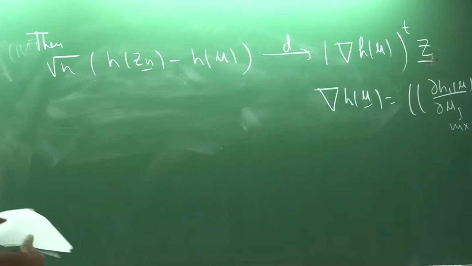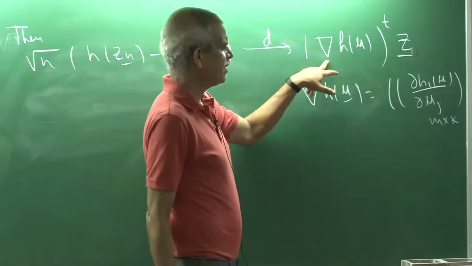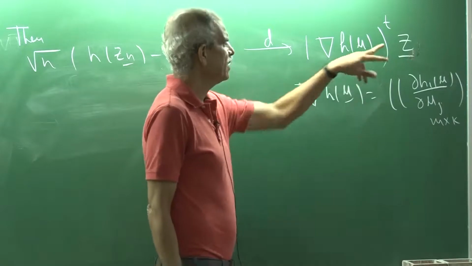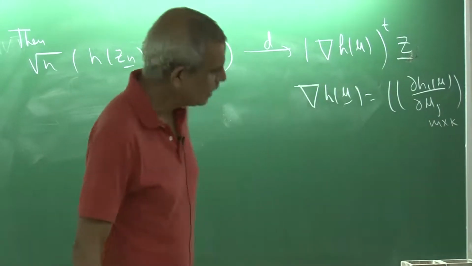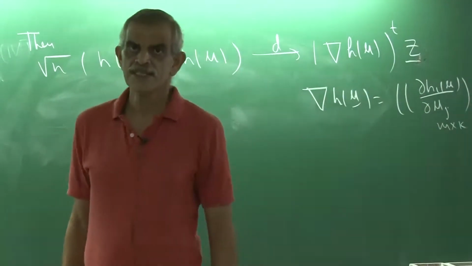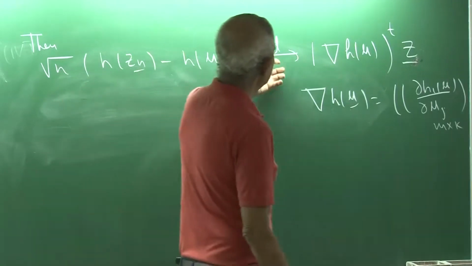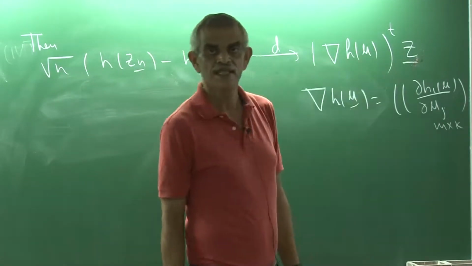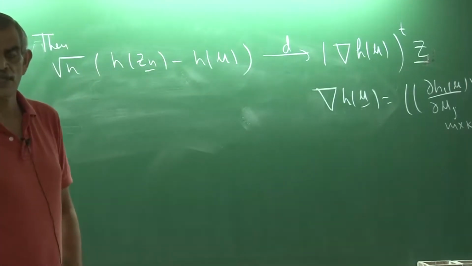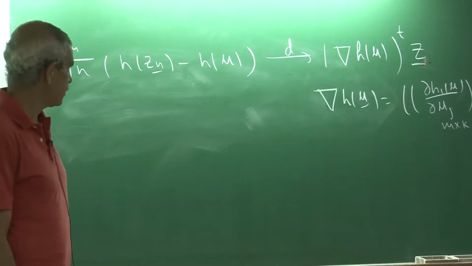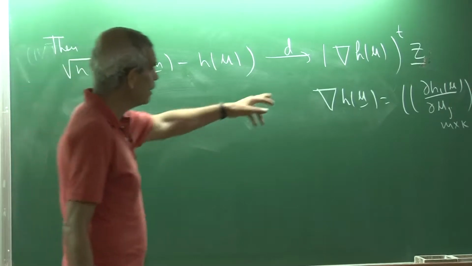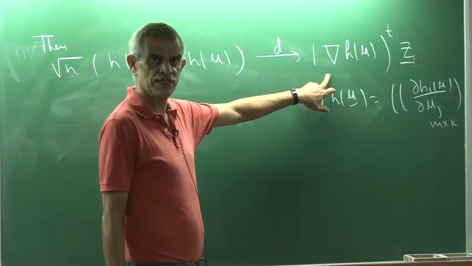You see, there is a possibility that sometimes this matrix may not be non-singular. It may be singular. So then I will be getting some linear combination of Z. So especially if in one dimension I am talking about, there is a possibility that the derivative of h with respect to mu is 0. If it is 0, then it only says that this goes in distribution to 0 times Z, which is 0. So it only says that root n (h of Zn minus h of mu) goes in distribution to 0, which is equivalent to saying that it goes in probability to 0. So I'm not getting a non-degenerate distribution as a limiting distribution.